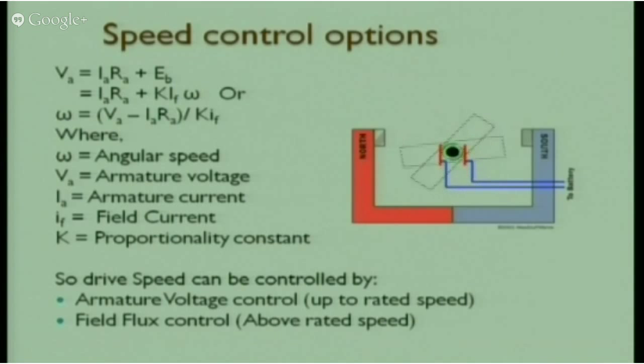If you want to connect it with the armature voltage, how is it related? It is directly proportional. You increase VA, omega will increase. You decrease VA, omega will decrease, that is, the speed will decrease. So the speed of the motor is directly proportional to the armature voltage. In other sense, IF, which is coming in the denominator of the equation, what does it mean? The speed is inversely proportional to the field current or flux. That means drive speed can be controlled by two methods. One is armature voltage control, and this is up to the rated speed, because you want to increase the speed, you can do it. But second, with field flux control, can you get a lower speed?